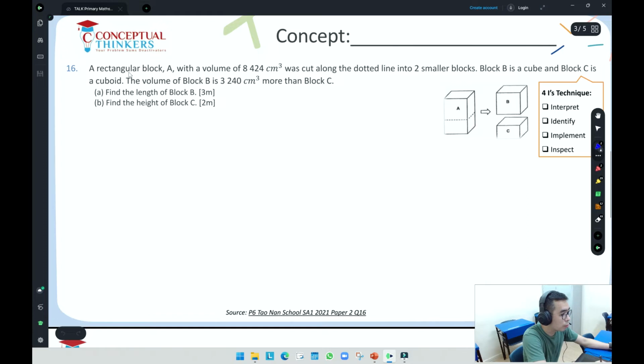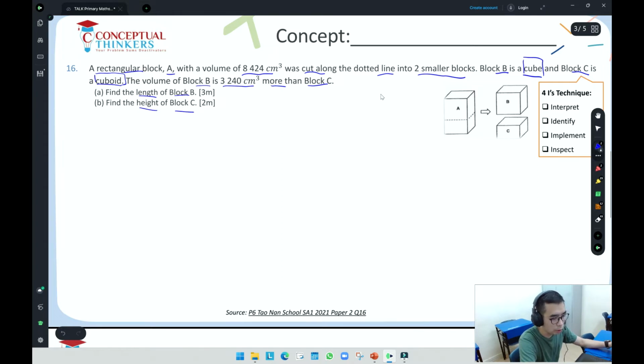A rectangular block A with a volume of 8,424 cm cubed was cut along the dotted line into two smaller blocks. We have a block B. Please take note that block B is a cube, and also block C, which is a cuboid. The volume of block B is 3,240 cm cubed more than block C. They want you to find the length of block B and also the height of block C.